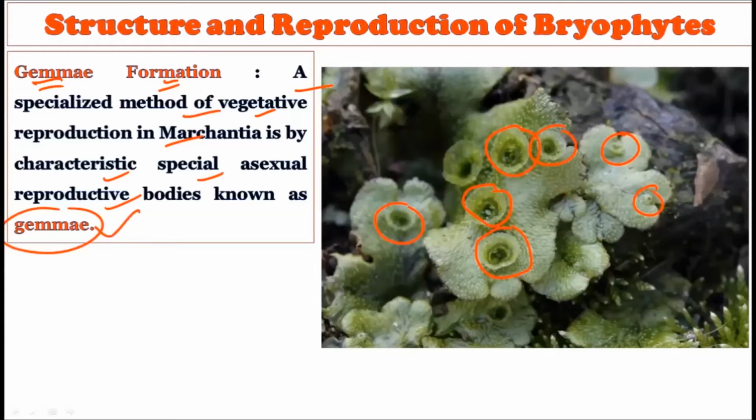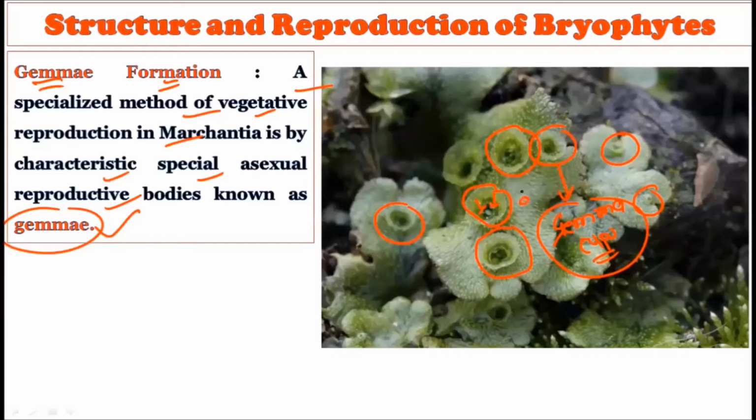Whatever you see in this picture are the gemma cups. These structures are called gemma cups, and they are spatially borne along the midrib. You can clearly observe that in every thallus, the gemma cups are located along the midrib.